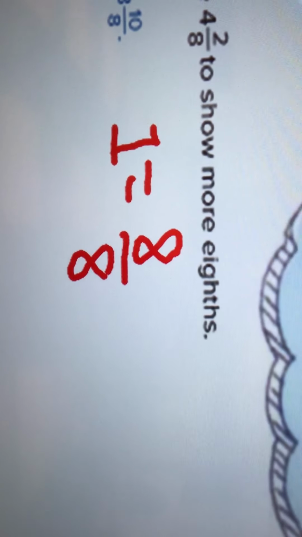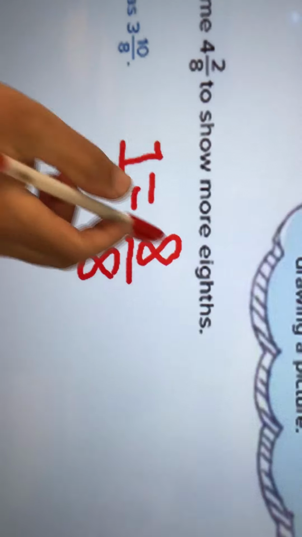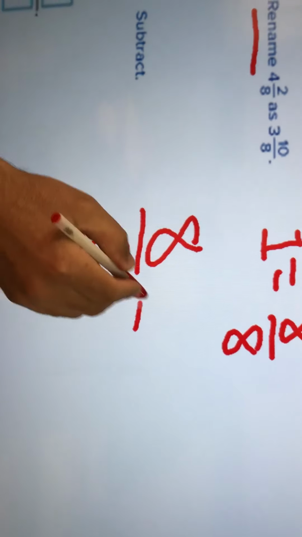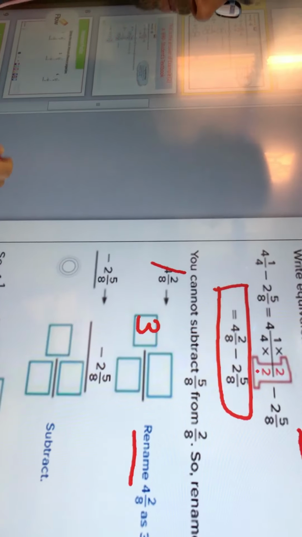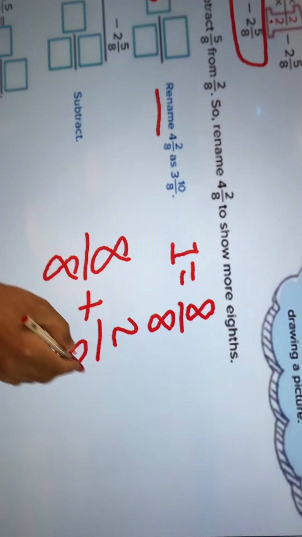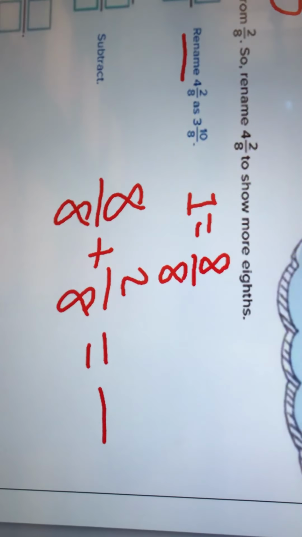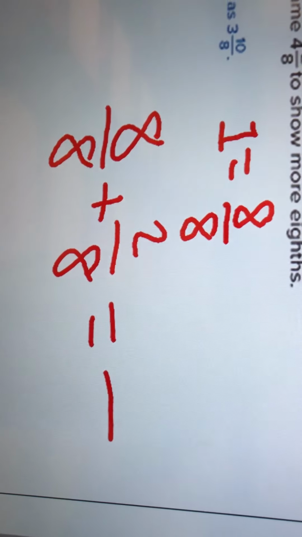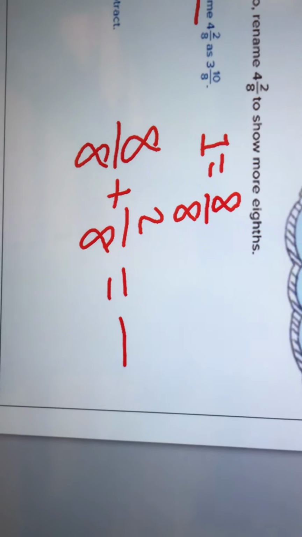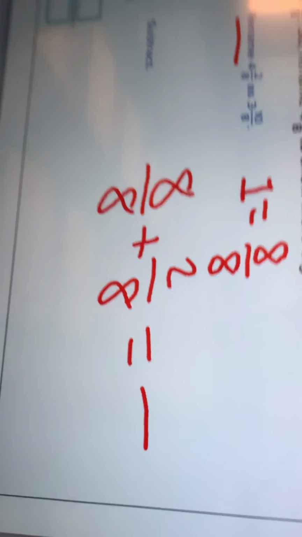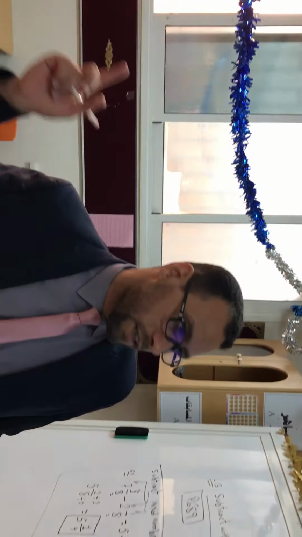I have to borrow 1 from the whole number. 4 becomes 3. Give 1 whole to the fraction 2 out of 8. 1 whole means 8 out of 8. So 8 out of 8 will be added to the main fraction, which is 2 out of 8. Who can find this one? 8 out of 8 plus 2 out of 8. Who can give the answer? 8 plus 2 equals, I heard someone say 10 out of 10.